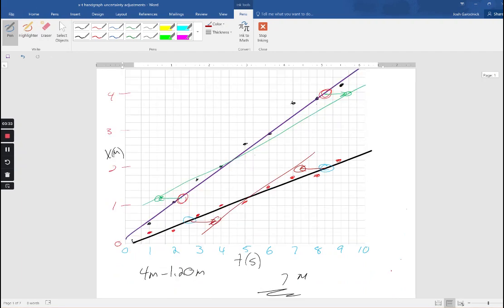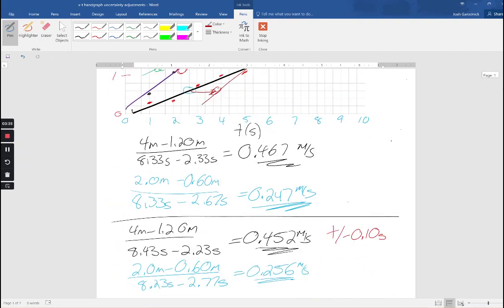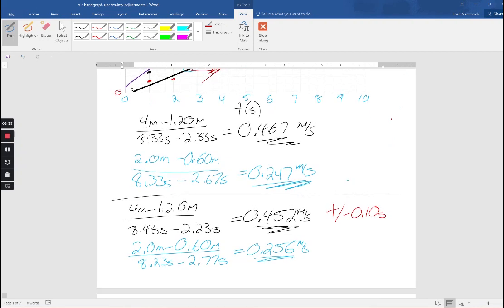If we go down to my lovely math here, you can see that for the stuff written in black, in the denominator, I have added 1/10 of a second to the 8.33 and subtracted 1/10 of a second from the 2.33 and redone my calculation. I have shown the work. I've used units in my work, and you can see that the slope has changed from 0.467 to 0.452. So I have decreased the speed based on the uncertainty in our timing.